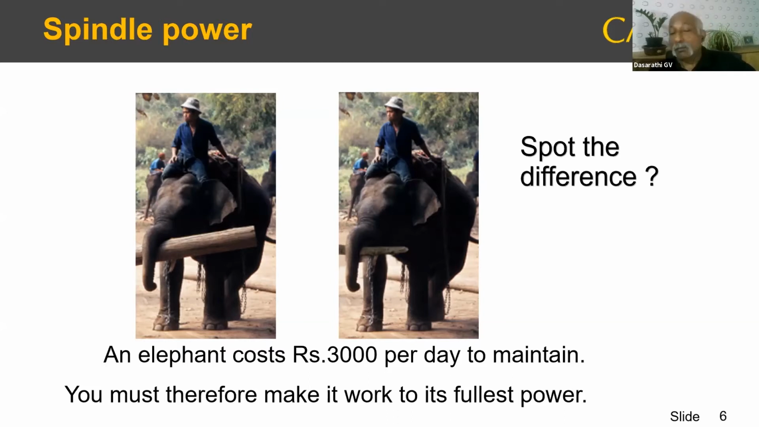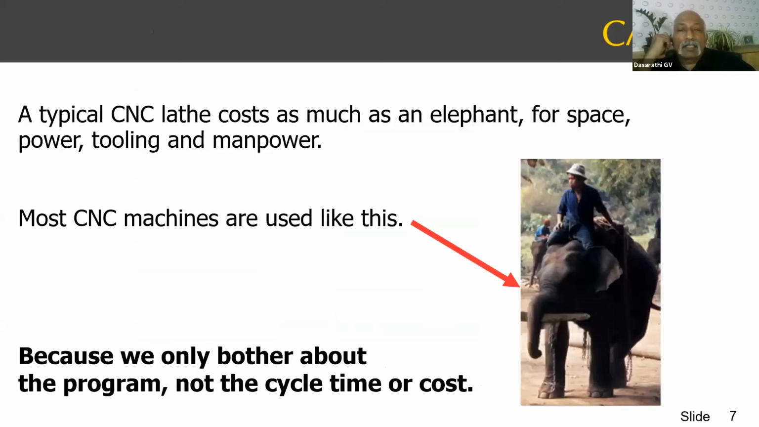So somebody who's using an elephant to make it work is going to use it to the fullest possible extent, right? And a CNC lathe, let's say you have a 150 rupees per hour lathe, right? And you got 20 hours working in a day. 150 into 20 is 3,000 rupees. So coincidentally, it's about the same cost as an elephant. So you should be making it work like an elephant to the fullest possible extent.